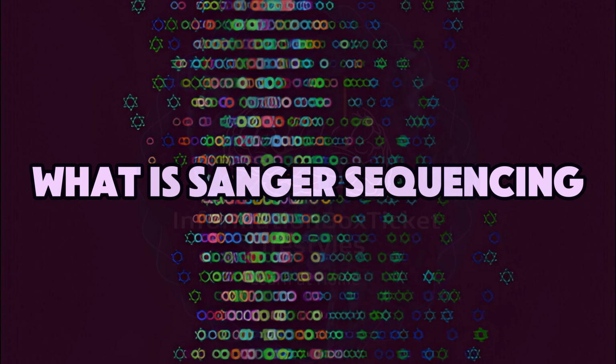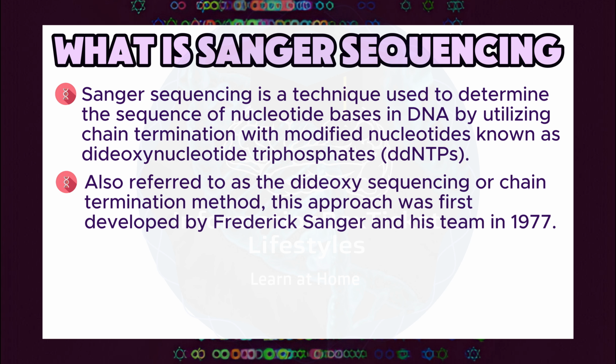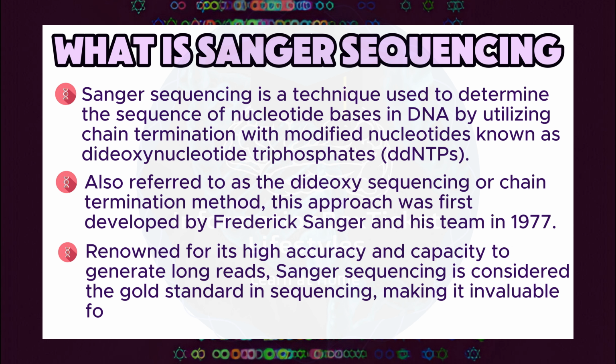What is Sanger sequencing? Sanger sequencing is a technique used to determine the sequence of nucleotide bases in DNA by utilizing chain termination with modified nucleotides known as dideoxynucleotide triphosphates, ddNTPs. Also referred to as the dideoxy sequencing or chain termination method, this approach was first developed by Frederick Sanger and his team in 1977. Renowned for its high accuracy and capacity to generate long reads, Sanger sequencing is considered the gold standard in sequencing, making it invaluable for a variety of research applications.